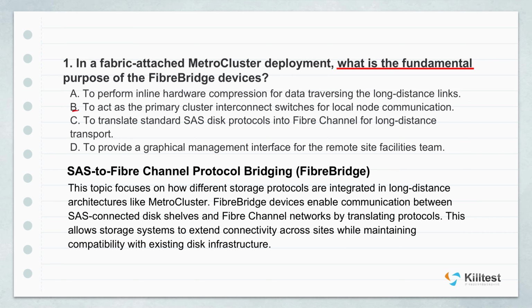Option A talks about inline hardware compression. Compression is a data efficiency feature. It's not a protocol bridging function. It's just a plausible-sounding tech term used to distract you. And option B mentions local cluster communication, but we just established this is for long-distance transport, not local switching. Right. And option D, providing a graphical interface for the facilities team, that's almost comical. Facilities teams manage power and cooling. They don't use protocol bridges for their dashboards.